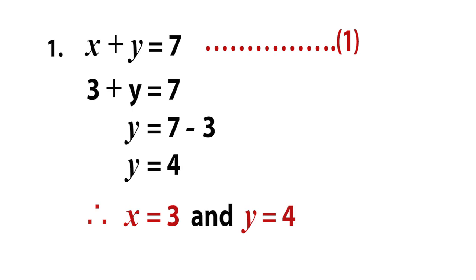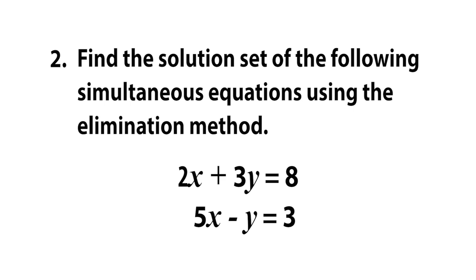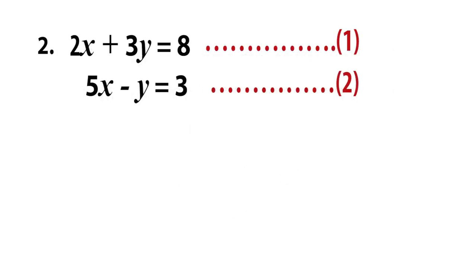I hope that was cool. Let's work another example. Find the solution set of the following simultaneous equations using the elimination method. 2x plus 3y is equal to 8 and 5x minus y is equal to 3. As usual, let us label the two equations as equation 1 and equation 2. So we have 2x plus 3y is equal to 8 as equation 1, and 5x minus y is equal to 3 as equation 2.